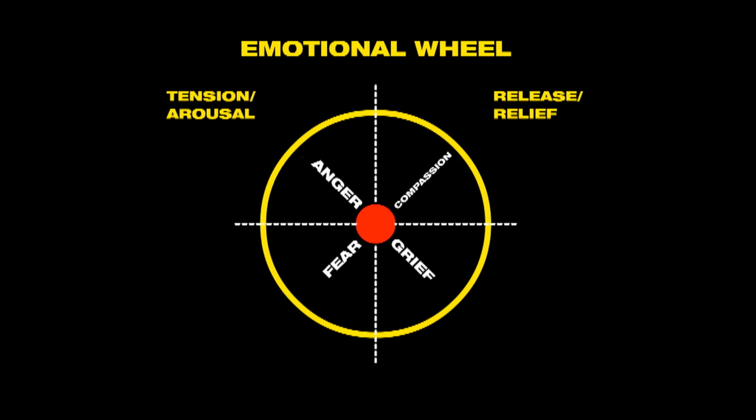The energy has to flow through all four basic emotions of anger, fear, grief and compassion to complete the cycle and move on to higher levels. All emotions are essential for well-being and growth. If the tension or arousal on one side is not released or relieved on the other, an overload can build up in the brain that we call stress.